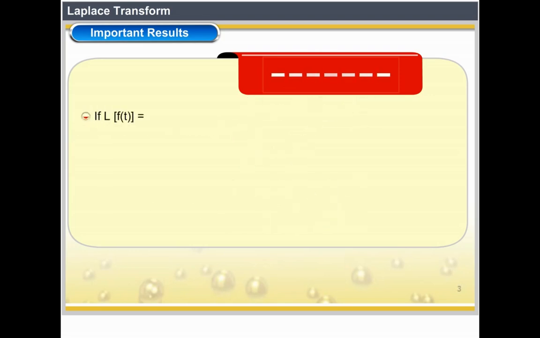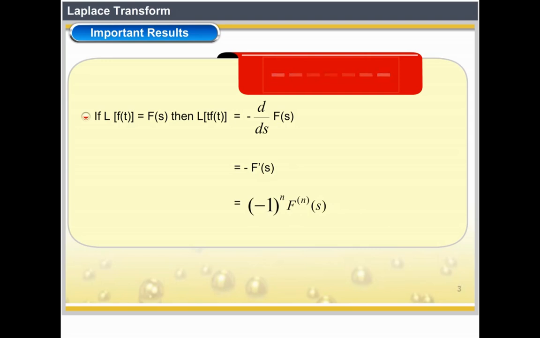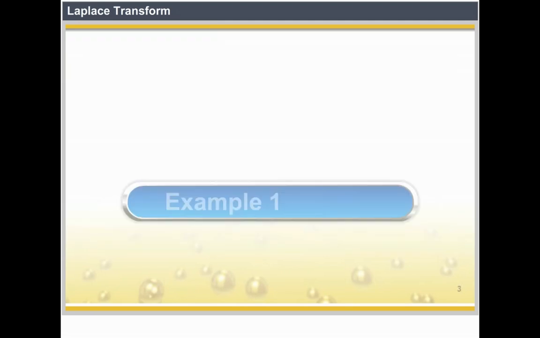If L of f of t equal to capital F of s, then L of t into f of t equal to minus d by ds of capital F of s. If we have the t in the product, we have to use differentiation. If t is in the denominator, that means in the divide, we have to use integration. Equal to minus capital F dash of s. Then again equal to minus 1 whole power n into F power n of s.